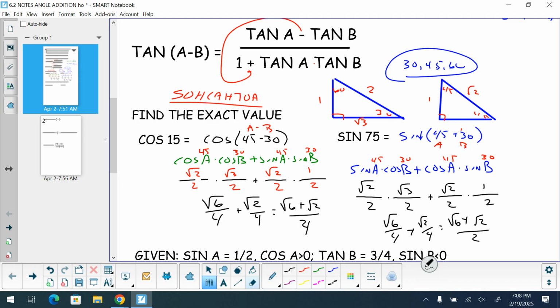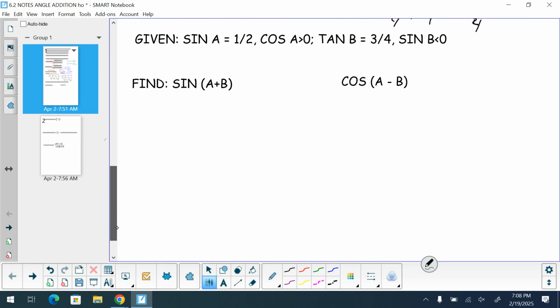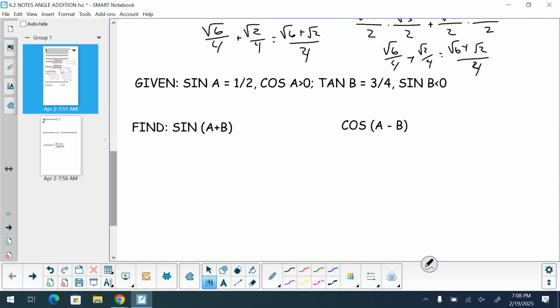And we should come down to the exact same solution, square root of 6 plus square root of 2 over 4. And there is a property of trigonometry or geometry of right triangles. The sine of an angle will equal the cosine of its complement. 75 and 15 are complements. So these two are going to be equal. Now at the bottom, need to draw a picture.